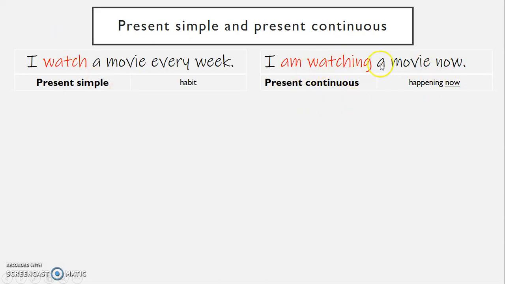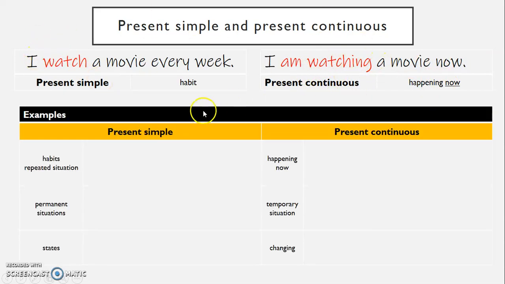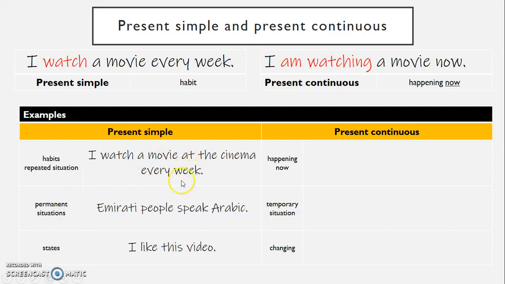So we use the different tense for this. So present simple is habits, permanent situations and states. I watch a movie at the cinema every week. We said this. Emirati people speak Arabic. This is not a habit. This is something that always happens. So we use present simple. And states, words like I like or understand or know.